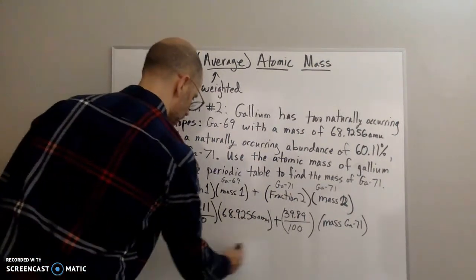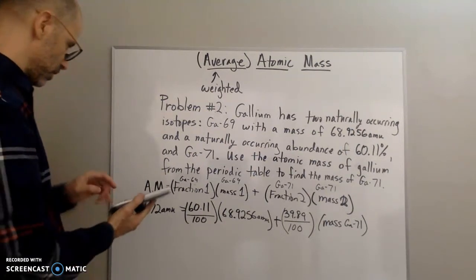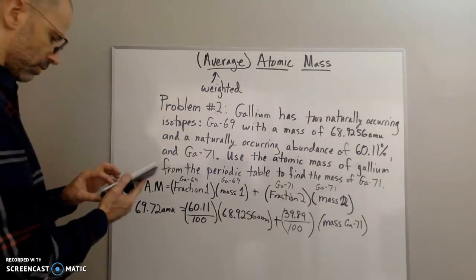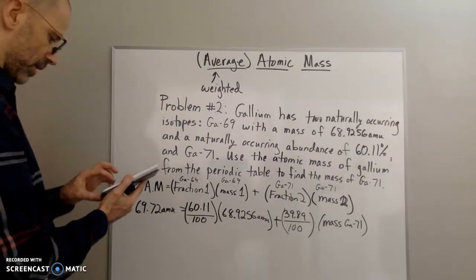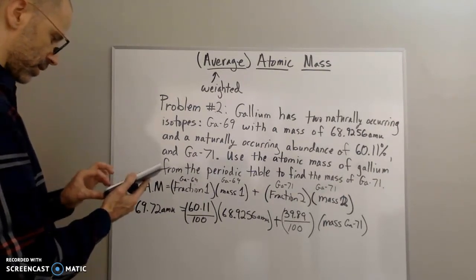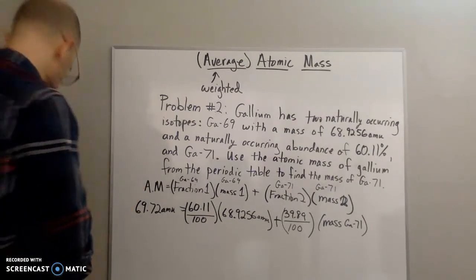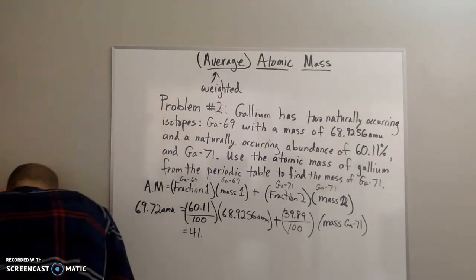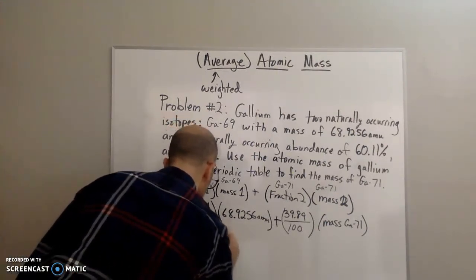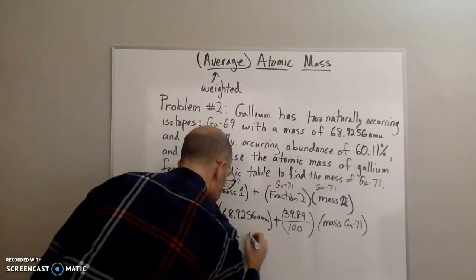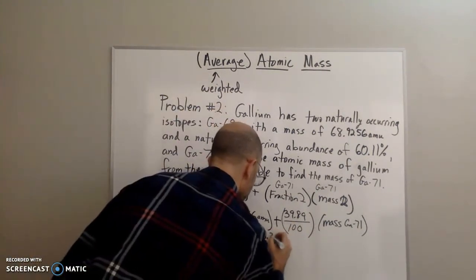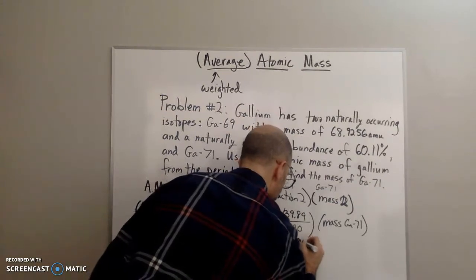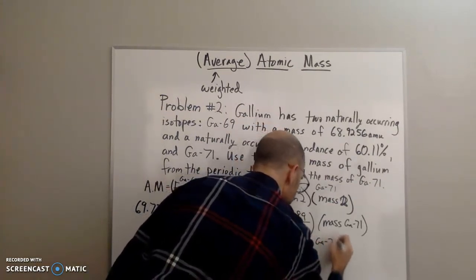So I'm going to multiply and divide that together. 60.11 divided by 100, multiplied by 68.9256, equals 41.4311 AMUs, plus 0.3989 multiplied by the mass of gallium-71.